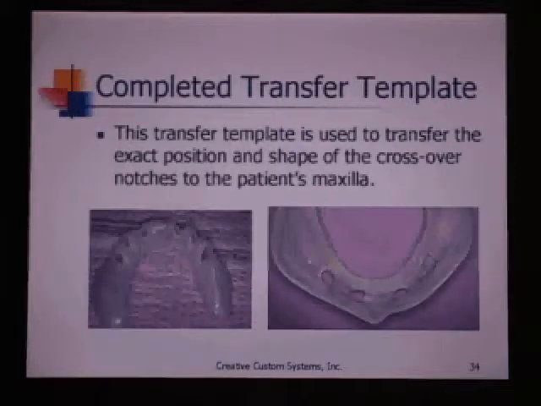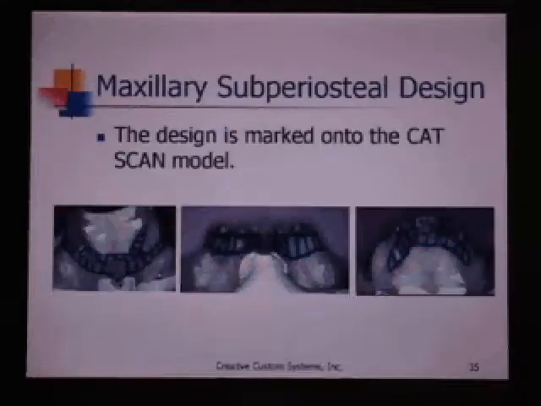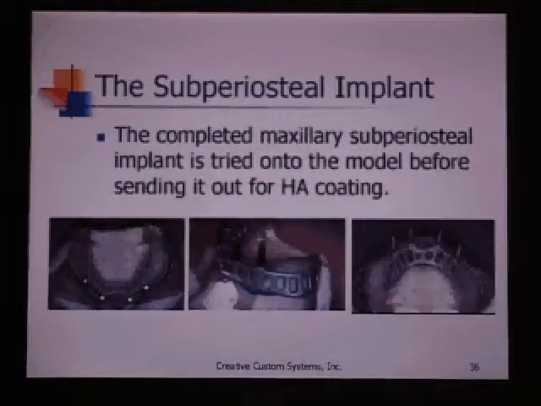This transfer template is used to transfer the exact position and shape of the crossover notches to the patient's maxilla. The design is marked onto the CAT scan model. The completed maxillary subperiosteal implant is tried onto the model before sending it out for HA coating.